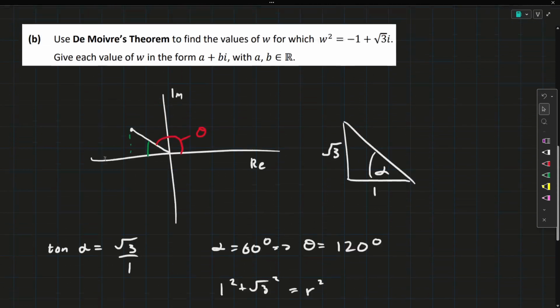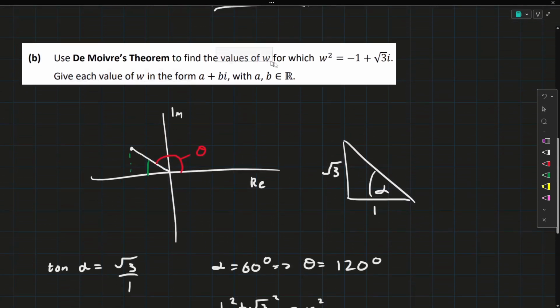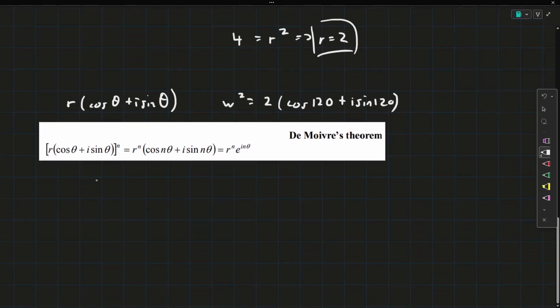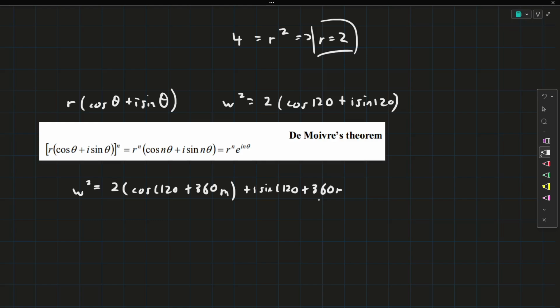But in order to do that, of course, it says to give each value of w, values of w, so we need multiple values here. So the way that we can get multiple values is instead of saying cos of 120, remember that we can always add on 360 to an angle. So we can actually rewrite this as 2 times cos of 120 plus 360 times some number, I'll just call it m. I won't call it n because that might confuse you with the formula. Plus i sine of 120 plus 360m.